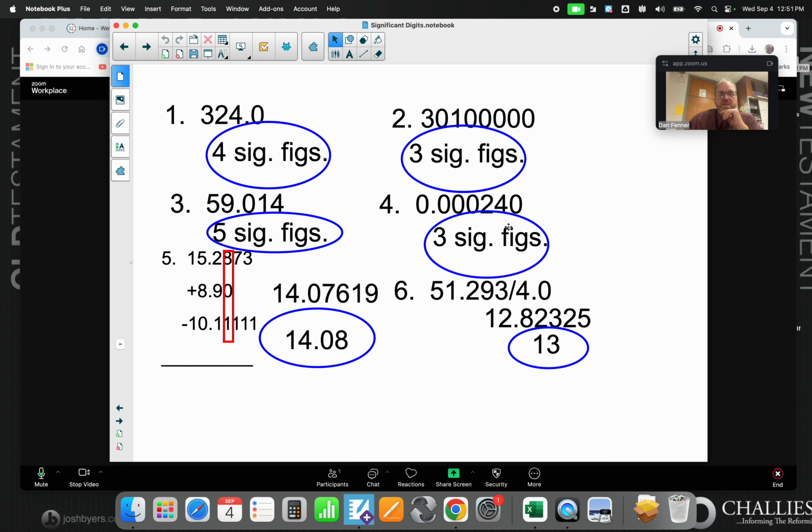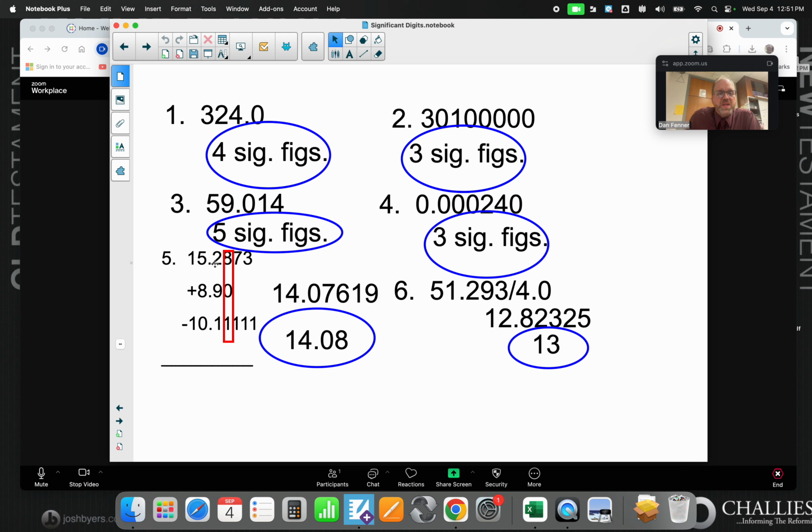Over here, I have 3 sig figs because of the 2 and the 4, and the 0 is after a number, after a decimal. It's showing exactness. It's significant. These 3 are placeholder zeros. When I add these up, when I take 15.2873 plus 8.90 and subtract 10.11111, I get 14.07619. Now the last filled column here is the hundredths place. So we go to the 7. Look to the right of that. It's a 6. That's 5 or greater. Round up. Answer is 14.08.